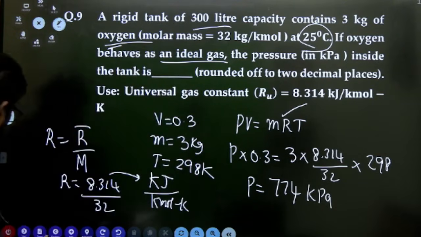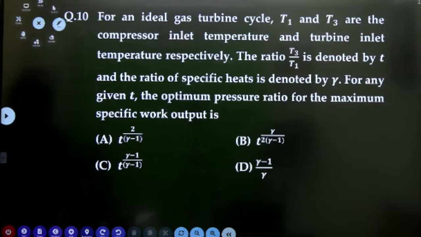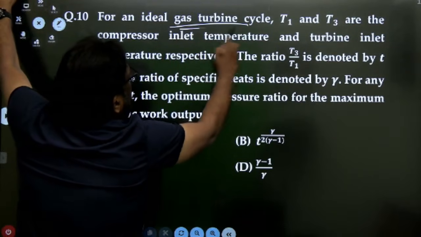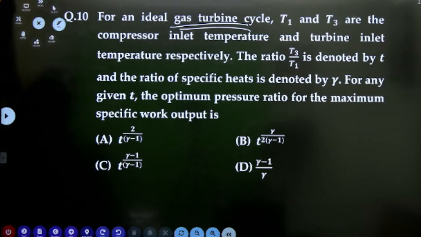It is going well, sir. Do this. An ideal gas turbine cycle. T1 and T3 are compressor inlet and turbine inlet temperatures respectively. The ratio T3 by T1 is denoted by small t. Then the ratio of specific heats is gamma.